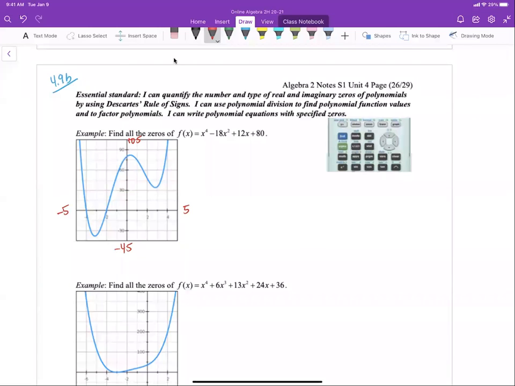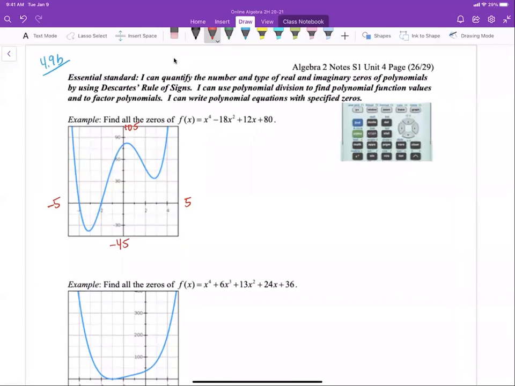All right, this is lesson 4.9b, and we are continuing with the same essential standards as 4.9a, and we're focusing on: I can use polynomial division to find additional factors of polynomials, okay? And I can write polynomial equations if I know the specified zeros.